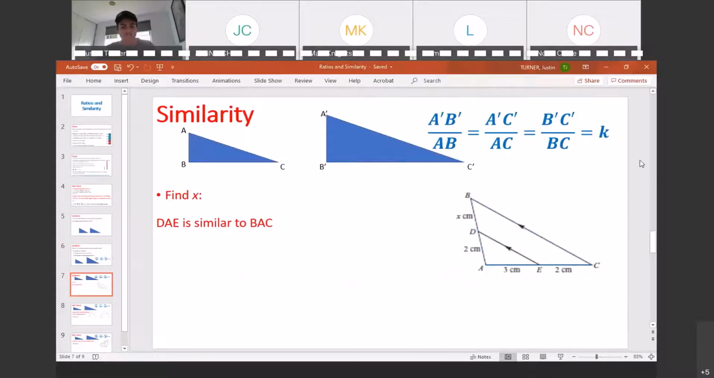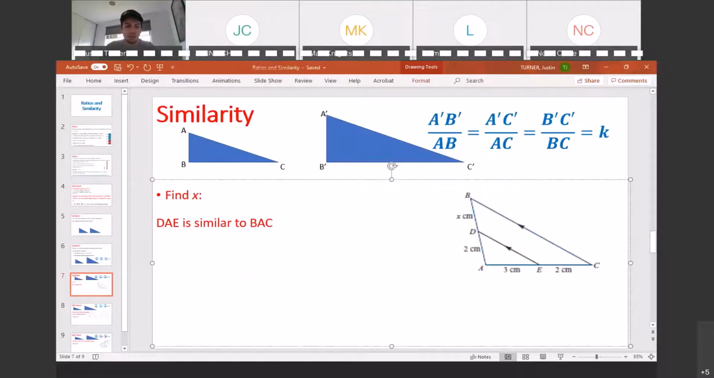All right, so let's do an example. I've left these notes here just so we can refer to them. We've got these two triangles which are similar. We've got triangle DAE, and it's similar to triangle BAC. What we're trying to do is find this side length x. Using the fact that they're similar, we can use this idea to find x.